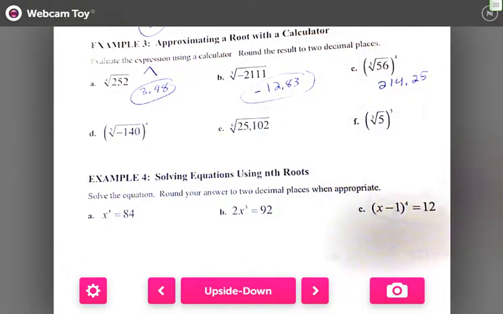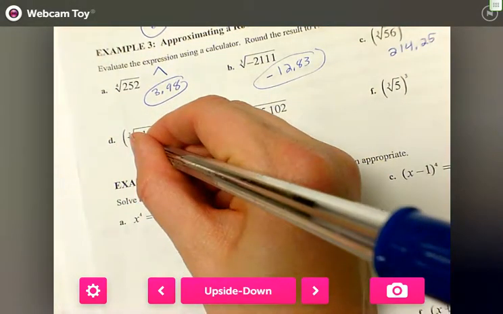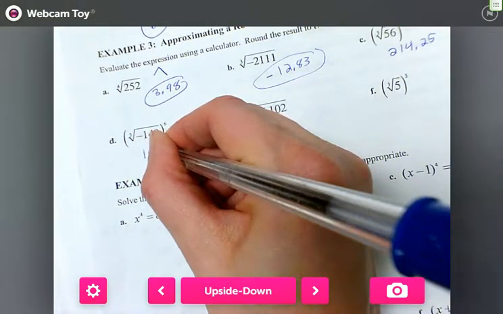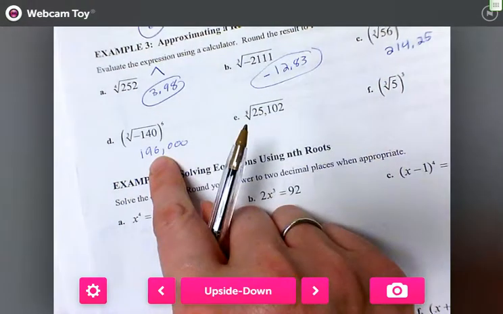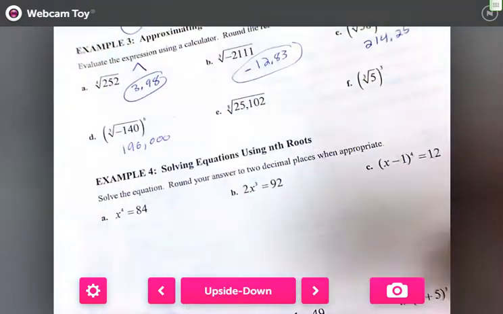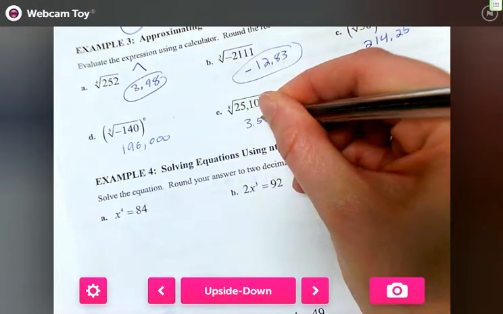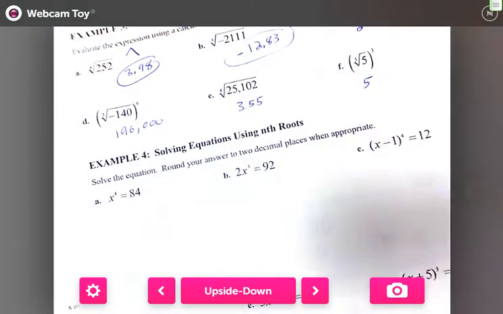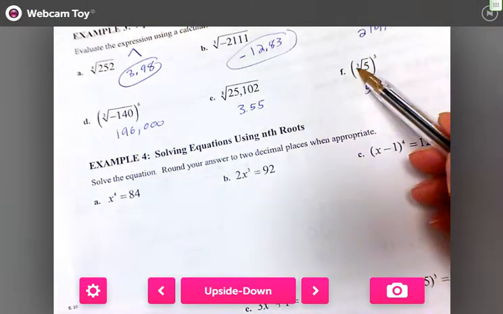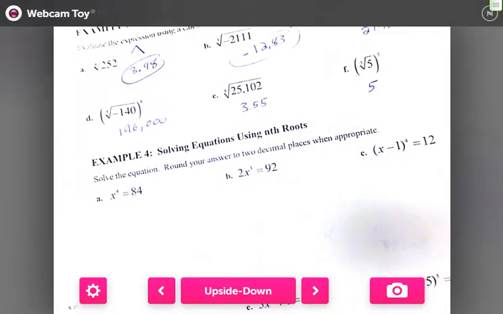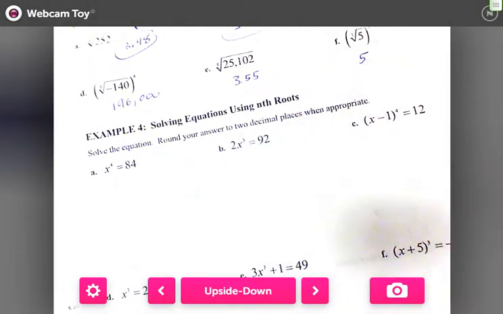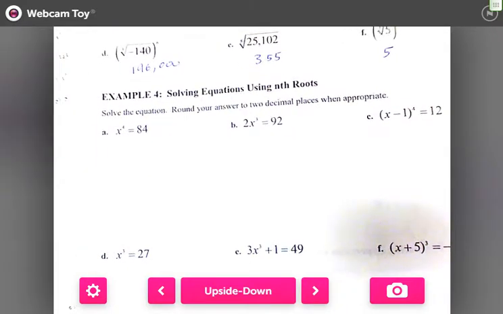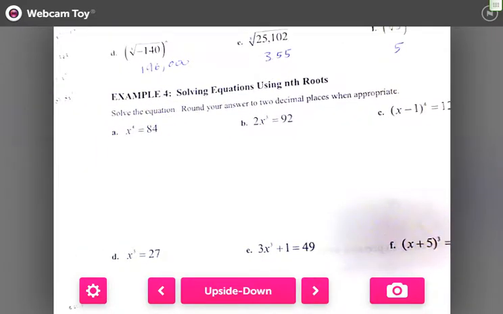Shh. Okay. So for D, you should get 196,000. For E, you should get 3.55. And for F, you're going to get 5. Notice how the cube root cancels out when it's cubed. Okay. We need to do the bottom of these because your homework, your last like 8 problems, are all like this. Okay? So, let's look at A first.